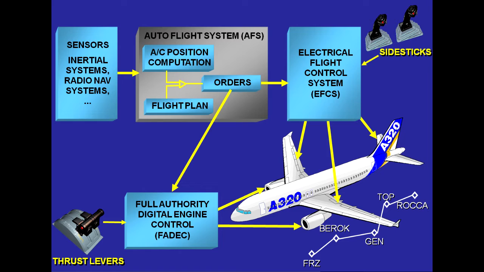Knowing the position of the aircraft and the desired flight plan, chosen by the pilot, the AFS is able to compute the orders sent to the flight controls and engines so that the aircraft follows the flight plan.